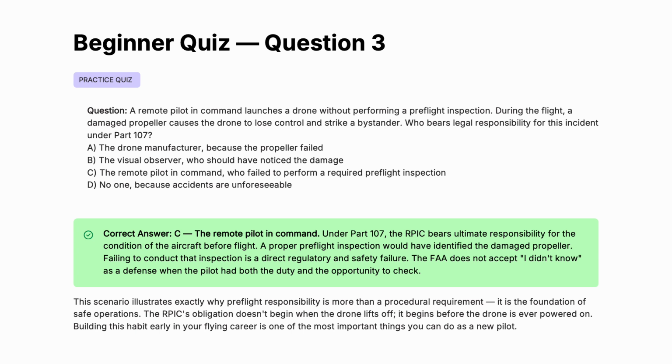The correct answer is C. The remote pilot in command under Part 107 bears ultimate responsibility for the condition of the aircraft before flight. A proper pre-flight inspection would have identified the damaged propeller. Failing to conduct that inspection is a direct regulatory and safety failure. The FAA does not accept "I didn't know" as a defense when the pilot had both the duty and the opportunity to check.